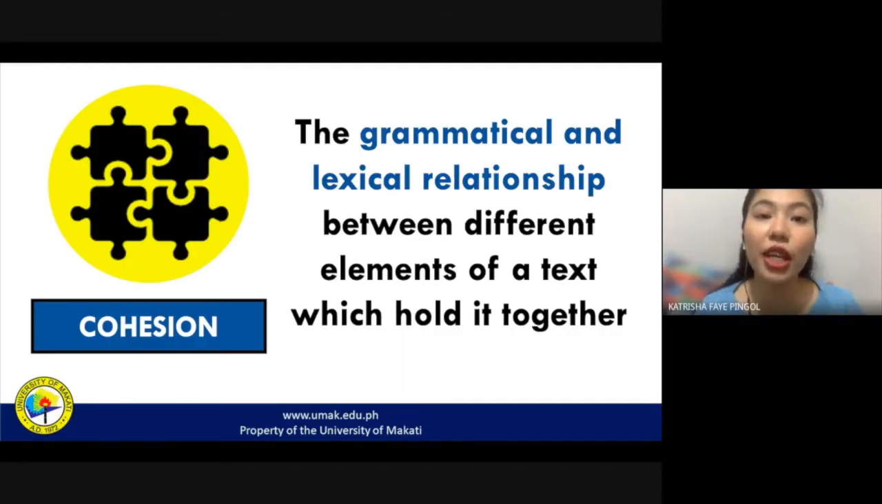If coherence refers to the relationship among ideas, then cohesion simply refers to the grammatical and lexical relationship between different elements of a text that work to hold it together. Now, when we say grammatical and lexical relationship, these are the technicalities of presenting the text.